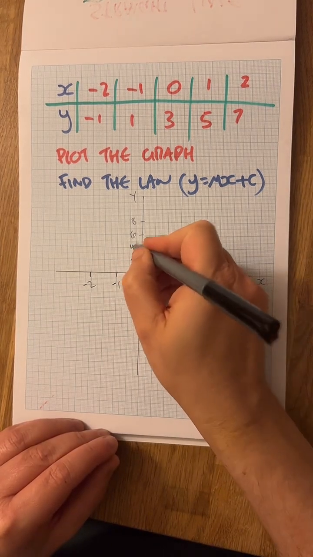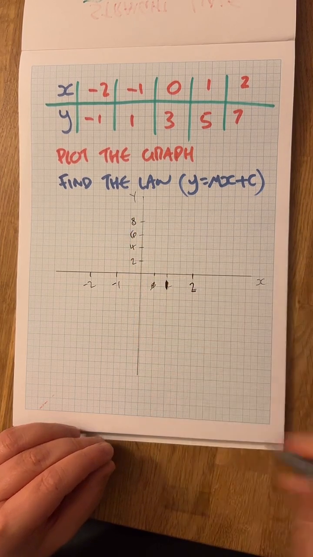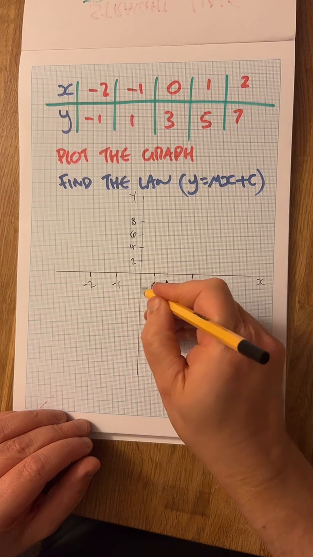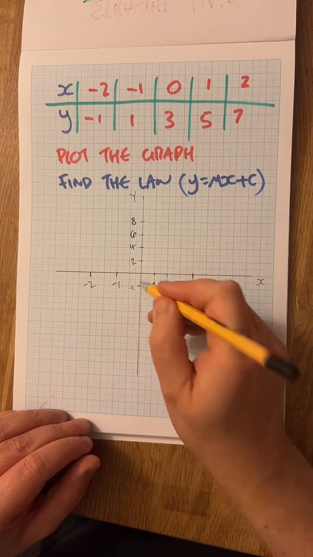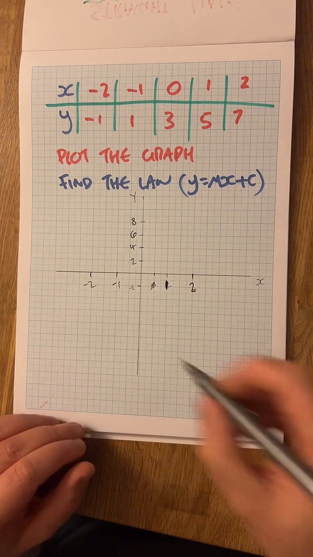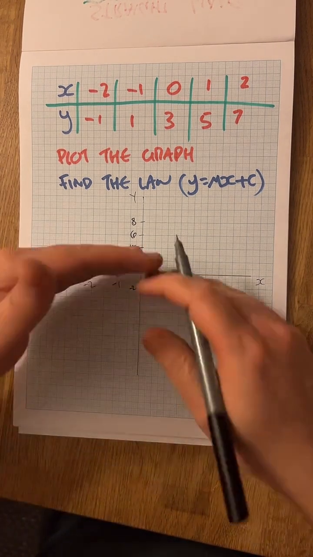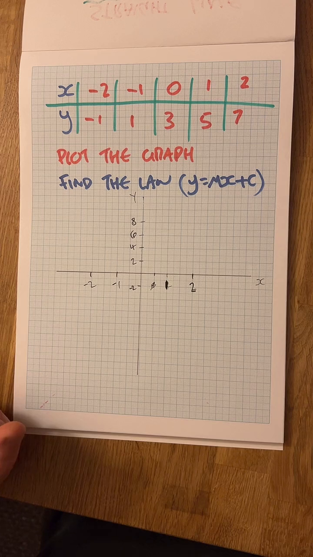So 2, 4, 6, 8. It's not very good. Should have come down a bit more, shouldn't I? I've got to come down to -1. So there's my -2. So it's always good to get your scale properly. I should have come down a bit. But there we are. I'm now going to plot my numbers.